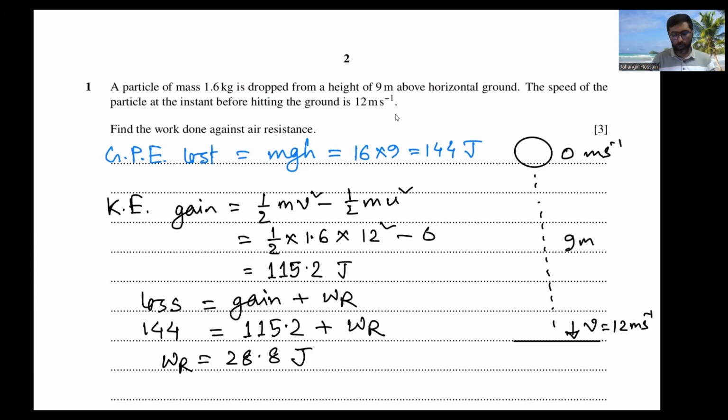You can also do it in a different way I mentioned earlier. That is, first find the resistance using Newton's second law. Then resistance times distance will give you the work against resistance. Although whether resistance is constant or not is not mentioned here. Okay, now let's move on to question number 2.